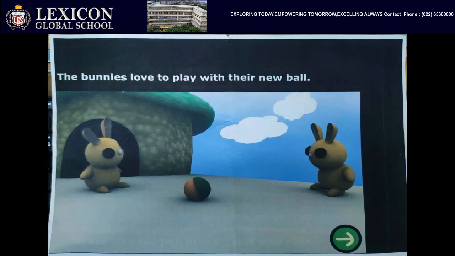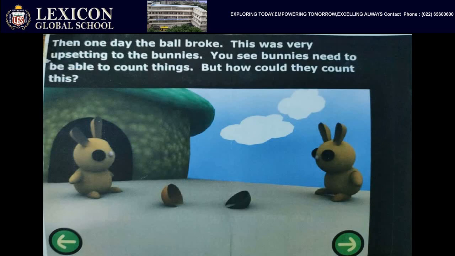Students, do you want to listen to a story? So here we go. The bunnies love to play with a new ball. Then one day the ball broke. This was very upsetting to the bunnies. You see, bunnies need to be able to count things. But how could they count this?